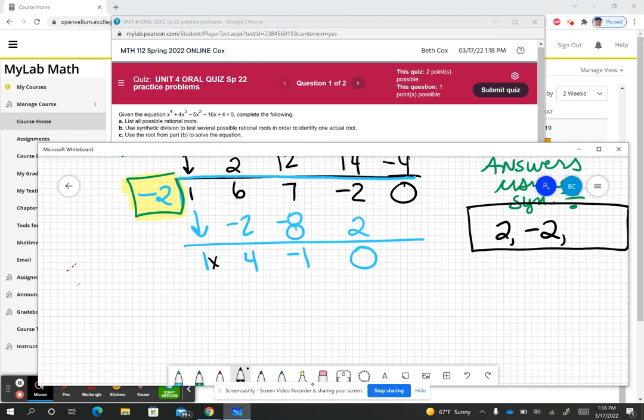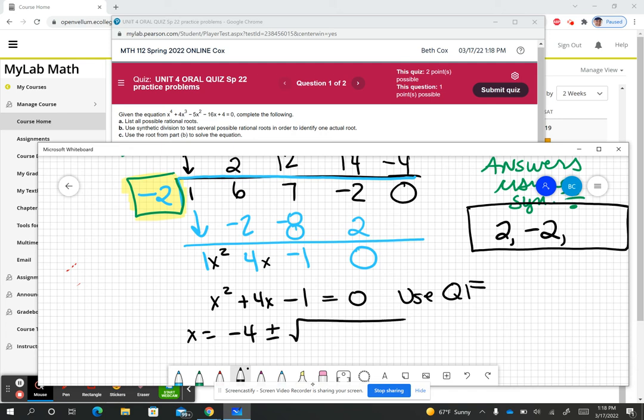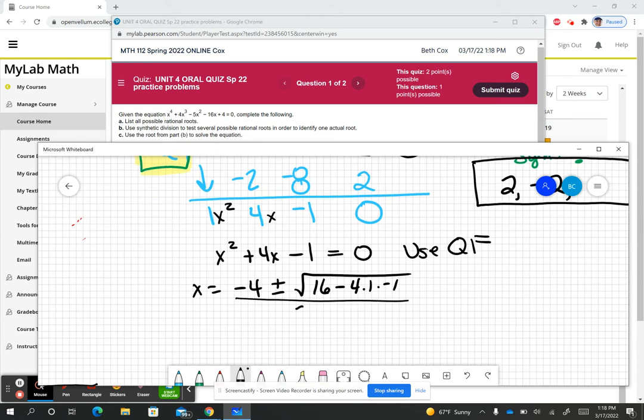And so now I'm going to be at a 2nd degree. So I'm going to have x squared plus 4x minus 1 equals 0. I'm going to use my quadratic formula. x equals -b plus or minus the square root of b squared minus 4 times 1 times -1, all over 2 times 1, which is going to be -4 plus or minus the square root of 12 over 2. I hope this is right.